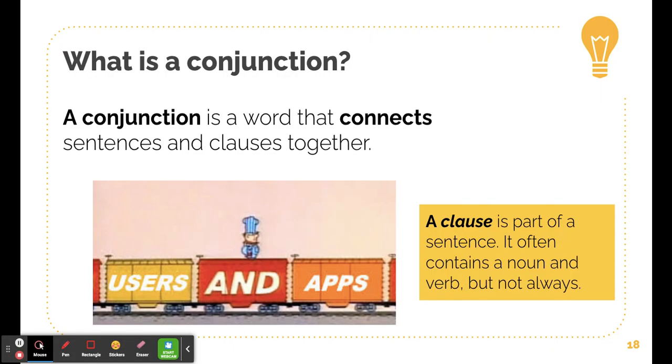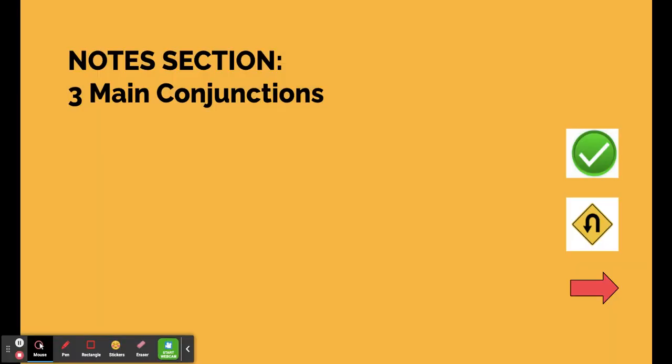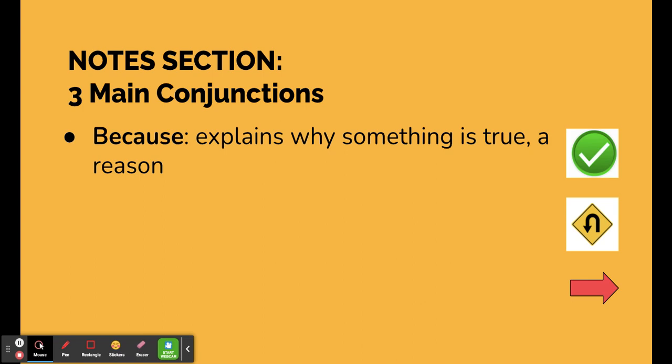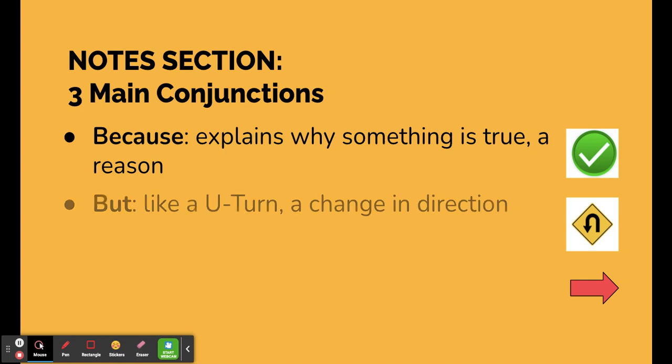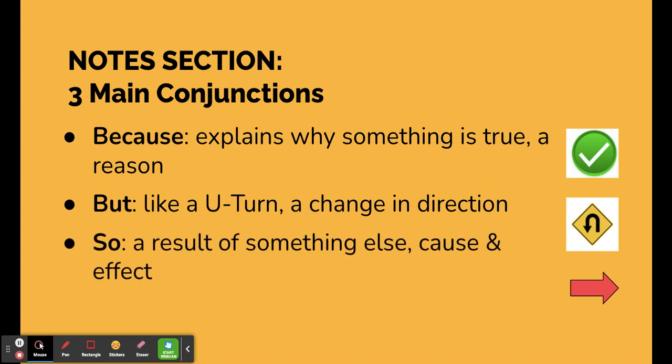All right, as a review, a conjunction is a word that connects sentences and clauses together. It connects different parts of a sentence together is another way of looking at it. So it might connect a main part to an add-on part. If you don't have this in your notes, you want to make sure that you get it down. The three main conjunctions that we've already learned: because, a reason why something's true; but, a U-turn or a change in direction; and so, a cause and effect, a result of something else. Go ahead and get these in your notes.